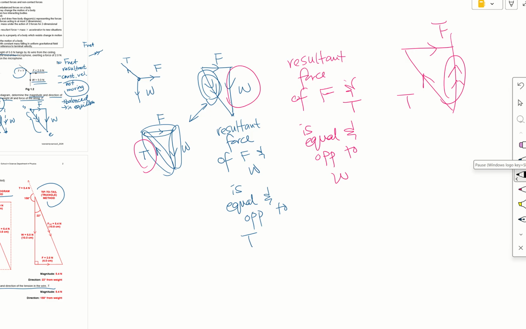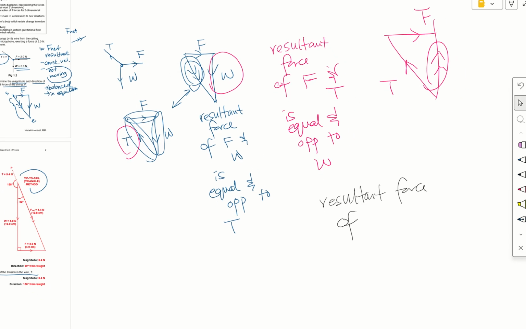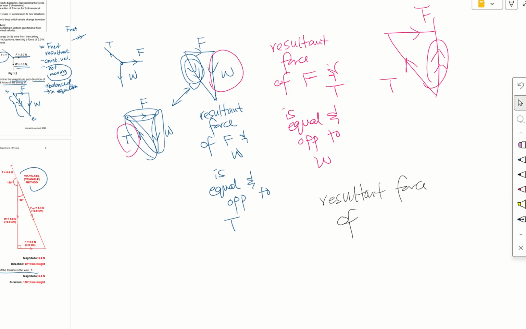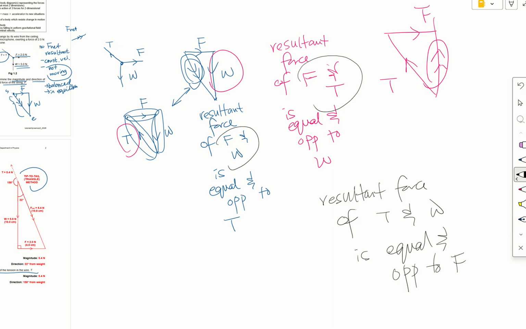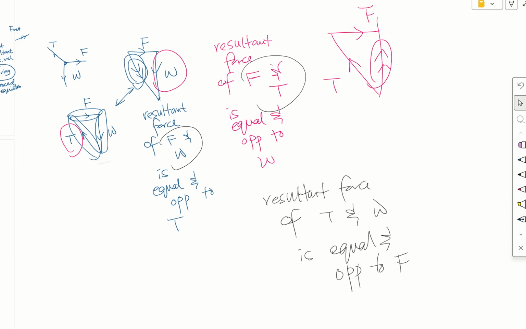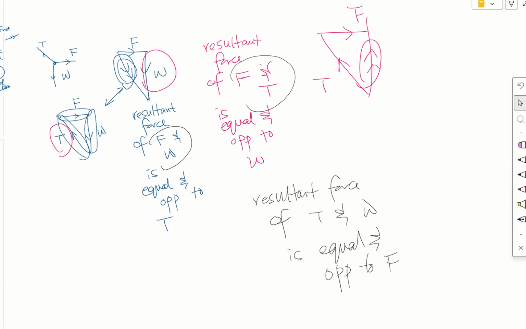So I can do the third one, the resultant force of... before I write, can you predict? Because I already talked about the resultant force of F and W, and I've talked about the resultant force of F and T. So the last one will be the resultant force of T and W is equal and opposite to F.